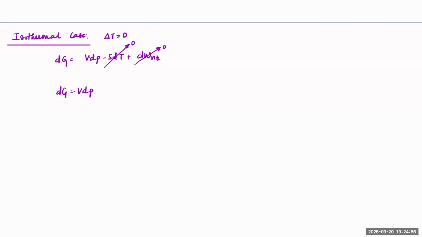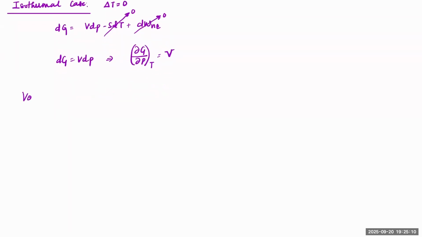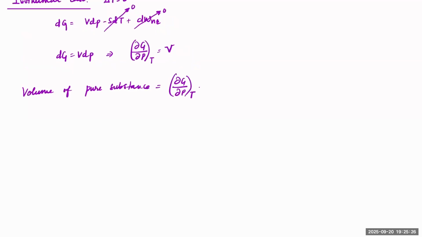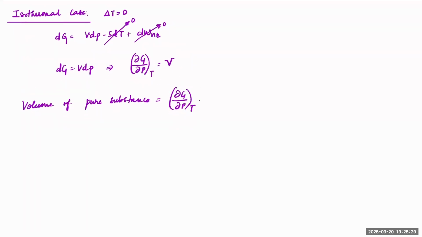So that implies we can write it this way: ∂G/∂P at constant temperature will always give you the volume of a pure substance. Important: the volume of a pure substance will always be equal to ∂G/∂P at constant temperature. Next case. This is for the isothermal case.